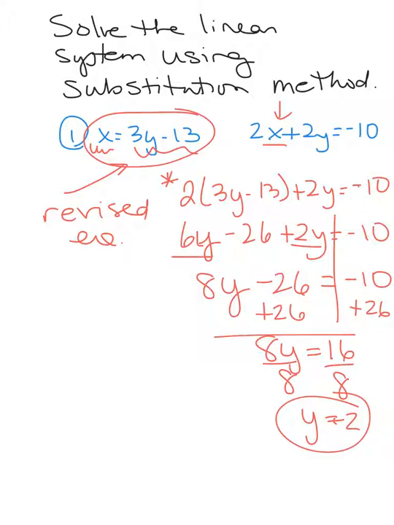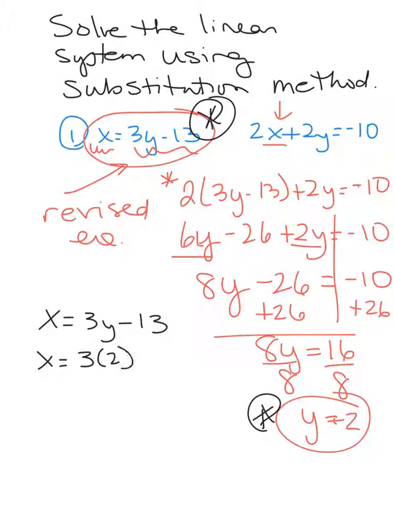Now I need to find x. So this is where I'm going to go all the way back to my revised equation, which I started with, which is x is equal to 3y minus 13, and now that I have a y value, I can substitute that back in. So I have 3 times, remember y is equal to 2, 3 times 2 minus 13. So I have x is equal to 6 minus 13, so x is equal to negative 7. Now at this point, I know what my solution is because I have my x and my y. So my solution to my linear system is (negative 7, 2).